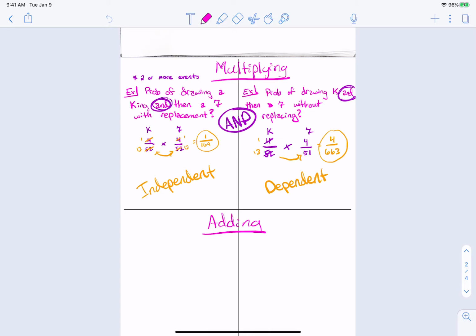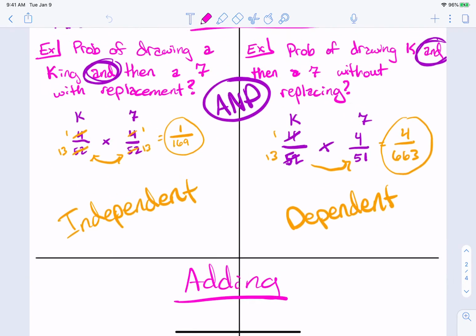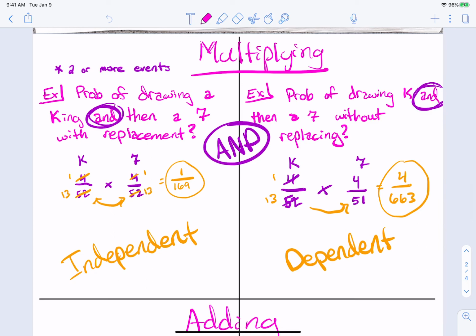All right. So yesterday we started filling out the top part of this paper. Multiplying was on the top. We had independent versus dependent events. The key word there was and. That's when you use multiplying. This one is or. And multiplying: you are doing two or more events for any scenario.